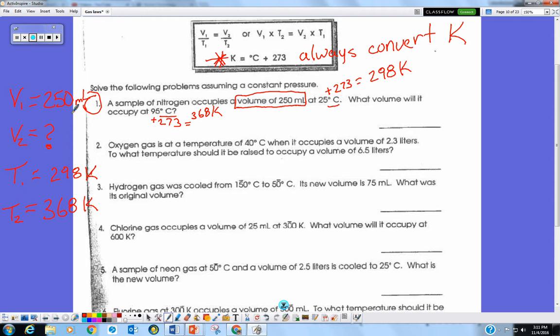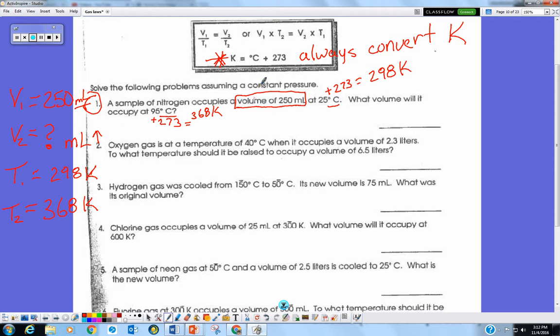Now, our initial volume is in milliliters, so what should I expect my new volume to be in? Milliliters as well. And if we look, we see that our temperature increases. So what should I expect my volume to be? Again, this is a direct relationship, so I should expect to see an increase in volume. If my temperature goes up, I should see an increase in volume as well.